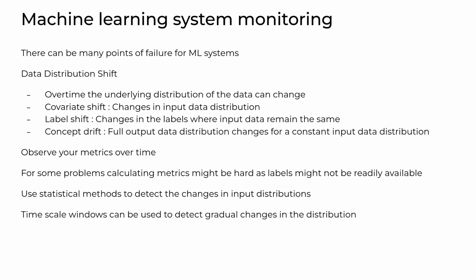And concept drift is when the full conditional distribution, or the output of the data, changes, but the input side of things stays constant over time. I think the easiest example to bring up here is, let's say, COVID.